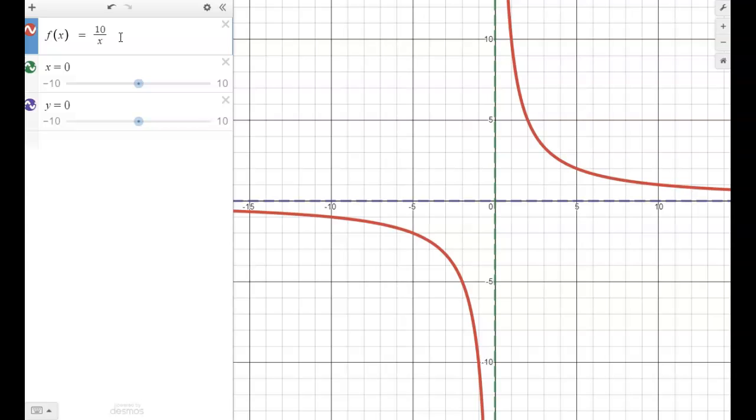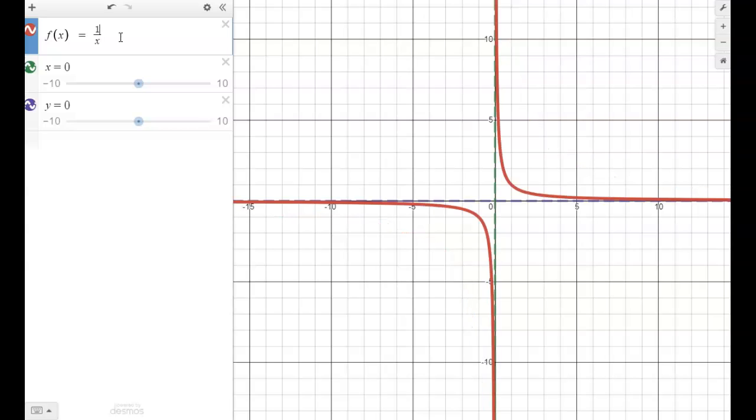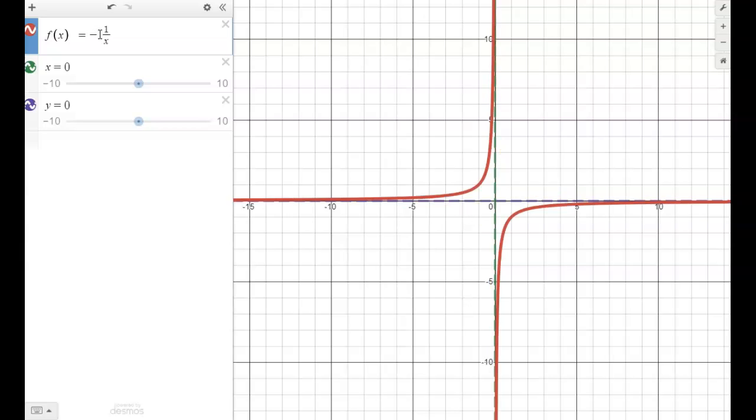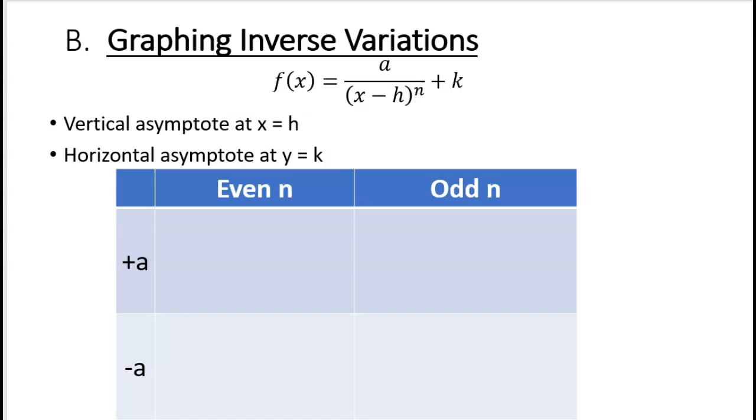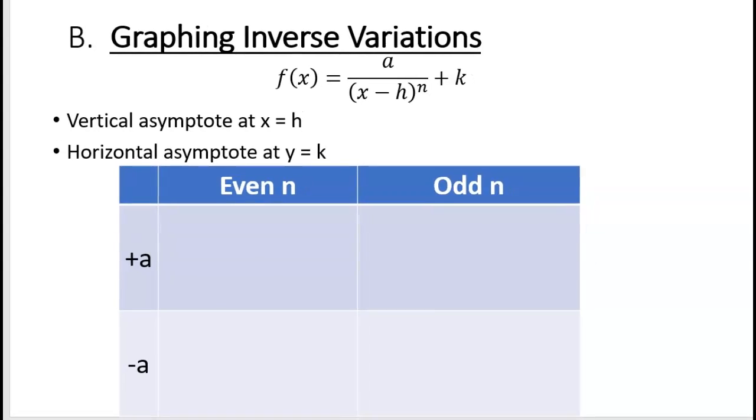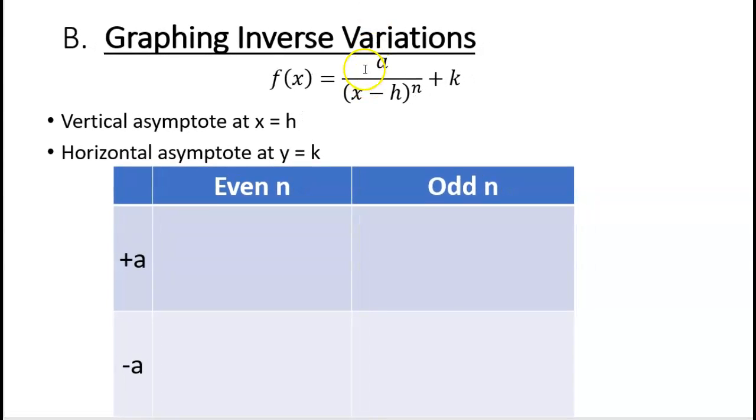Now, honestly, I don't really care. We're not going to talk about stretches or compressions on these functions. That's not important. But what we will talk about is reflections. If you multiply this function by a negative, it flips it upside down. Right? I want you to be aware of that as well. And so after all those demonstrations, hopefully we've laid a good enough groundwork for you to understand some of the basics that we'll be needing when it comes to graphing these inverse variations.